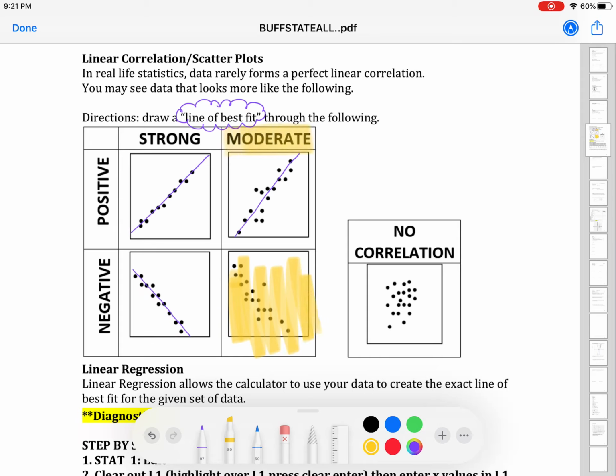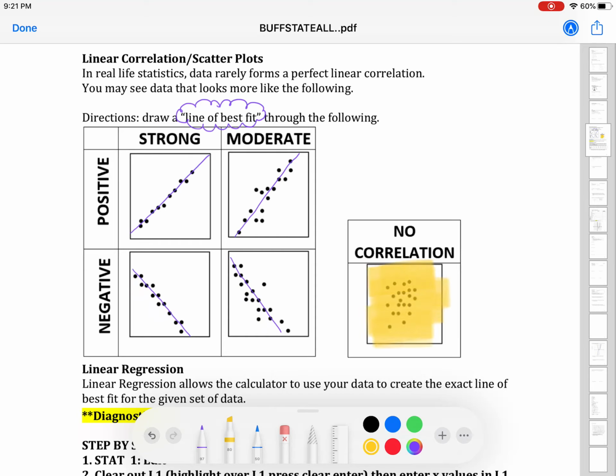Really the same idea for this bottom right one. We've really gone over the whole gist of it, but it's a moderate relationship because it's not that close to being a perfect line, and it's negative because it's going in the negative direction. So for this one, just draw in your line of best fit as close as you can.